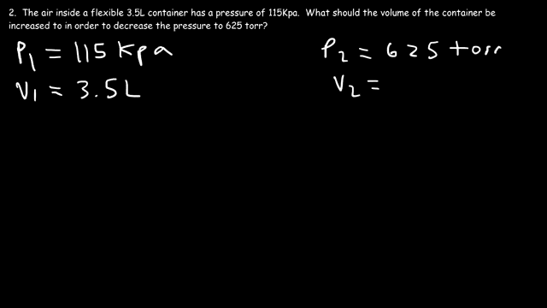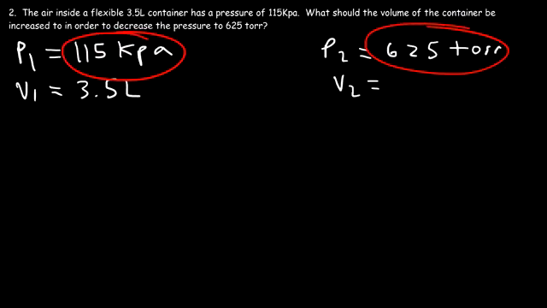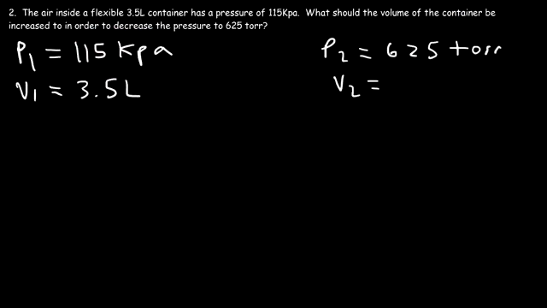Now, what you need to realize is that P1 and P2 should have the same units. P doesn't have to always be in ATM. It can be in torr, it can be in kPa, it can be in millimeters of mercury. However, these two units have to match. So if P1 is in kPa, P2 should be in kPa. If P2 is in torr, then P1 should be in torr. It doesn't matter which one is which as long as they match. So I'm going to convert P1 into a torr value.